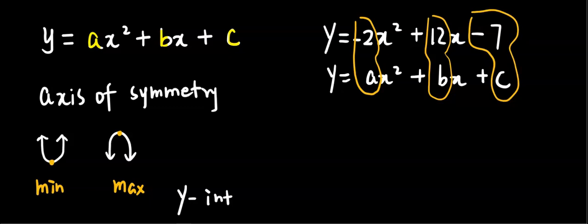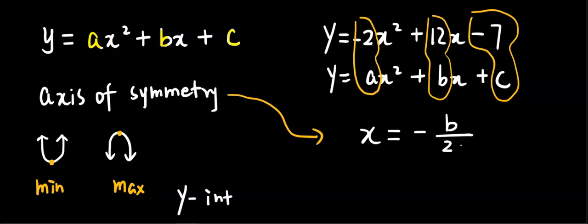Why do we need to know our ABCs? Because next job, we're going to find the axis of symmetry. For axis of symmetry, we're going to use x equals negative b over 2a. When you studied the linear function, you know when x equals c your graph is going to be vertical, right? Y equals c, your graph is going to be horizontal. That happens when you're learning the linear function.